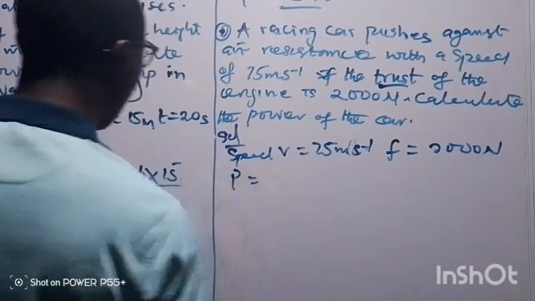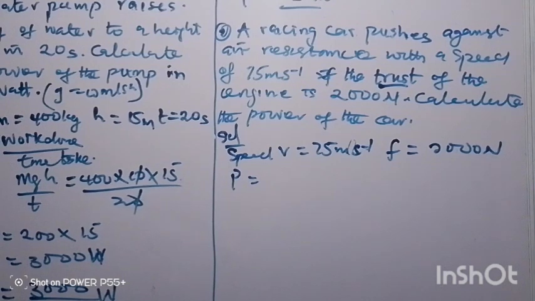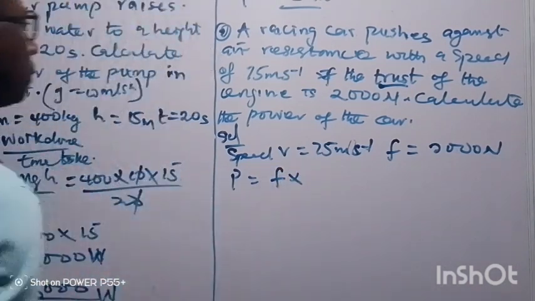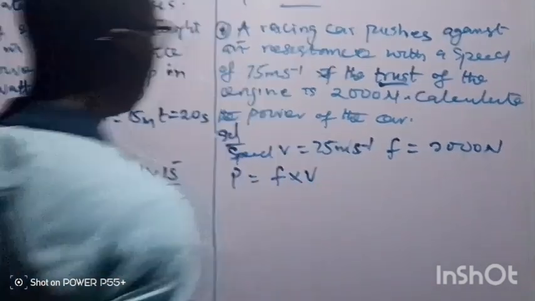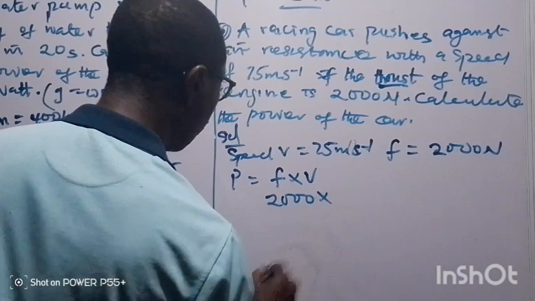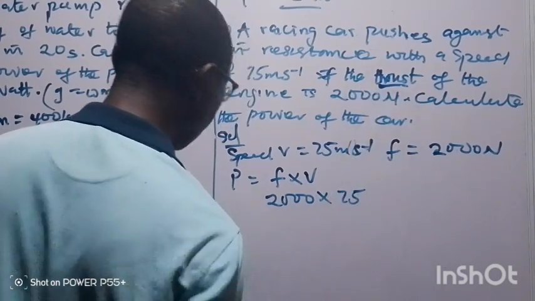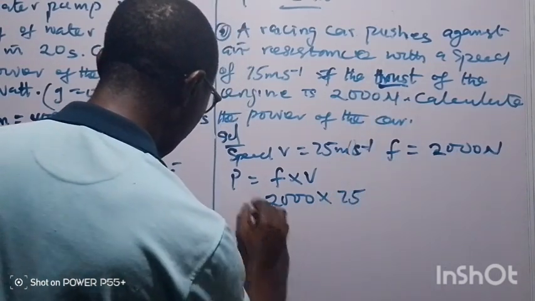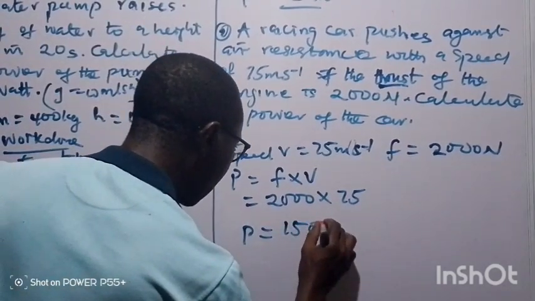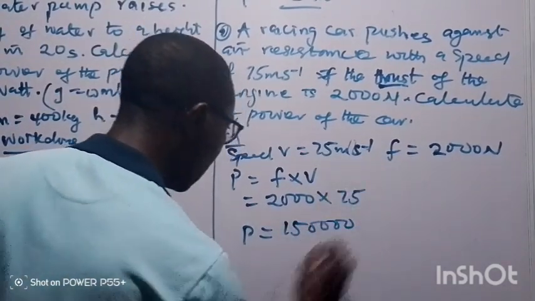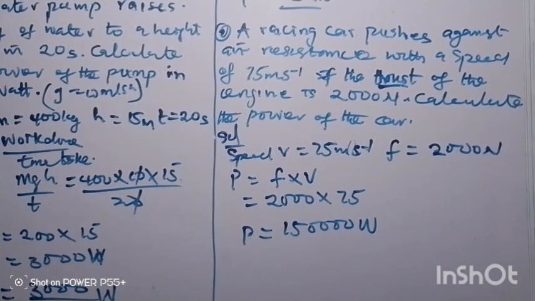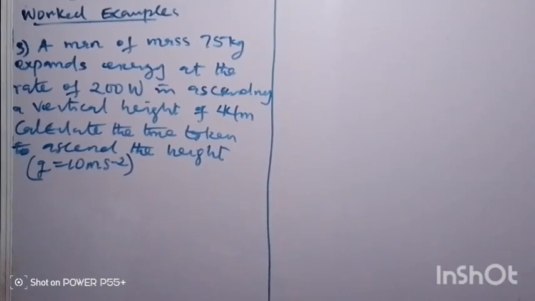Now we have to calculate power. According to one of the formulas written the other time, power is equal to force multiplied by speed. This one will now give us 2,000 multiplied by 75. And the power of the car will now give us 150,000 watts. That's the power of the car. Let's take this one as example 3.